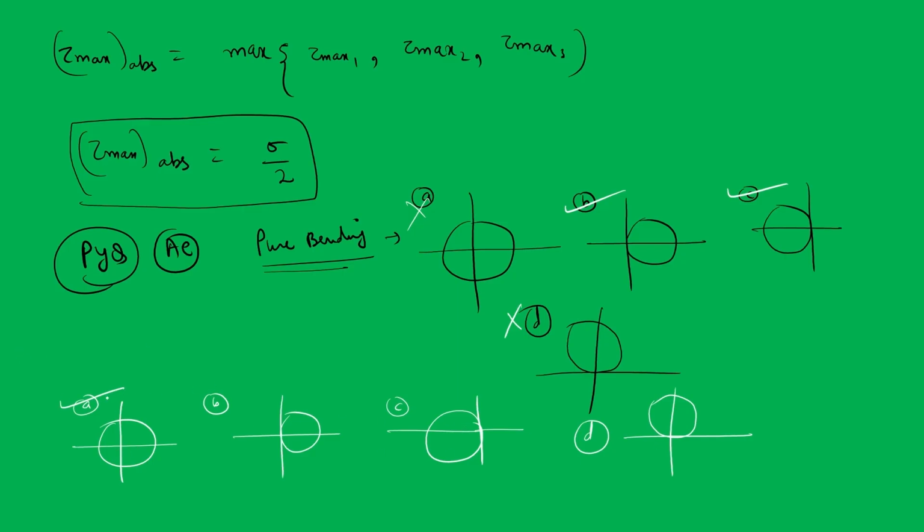So this is true. The Mohr circle can be like this whenever it is a pure shear. We have seen that case of pure shear. Okay, this is the case of pure bending. This is not possible, so this is wrong. Okay, so they have asked like this.